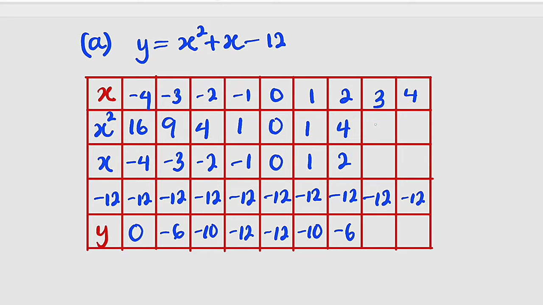Move down here when x is 3, 3 squared is 9. This is 3. 9 plus 3 is 12, and 12 minus 12 is 0. Move down here when x is 4, 4 squared is 16. This is 4. Add these 2 together, you get 20. And 20 minus 12 is 8. So we have just completed the table and we're good to go.